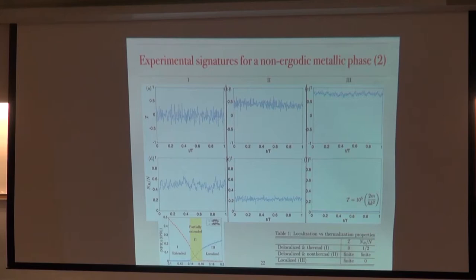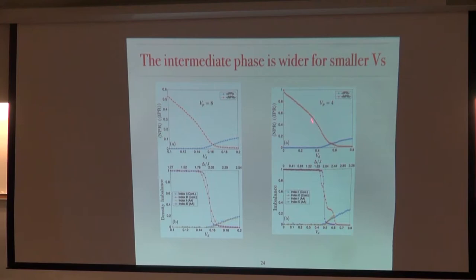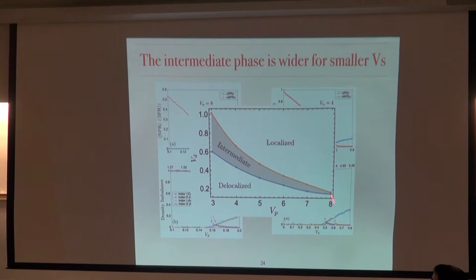Another understanding is that when we go to a shallower primary lattice, this intermediate phase becomes even wider. If you look at VP equal to 8, which was the experiment done in 2015 to observe MBL, this intermediate phase only survived for a detuning lattice range of 0.02, roughly from 0.15 to 0.17. But when we tune down the primary lattice to 4, then this intermediate phase survived for about 0.2, roughly 8 to 9 times larger. And this is our theoretical understanding of this intermediate phase.